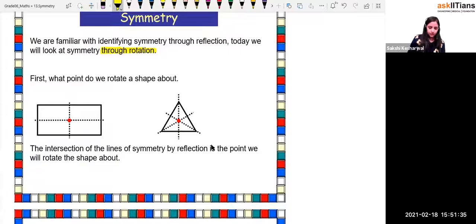I'll just show you one example, right? Let us suppose I have this rectangle. This rectangle has a point of intersection in the middle of it, right? So how are you going to find the middle of it? You just draw this and then draw this, right? This is the point of intersection, right?